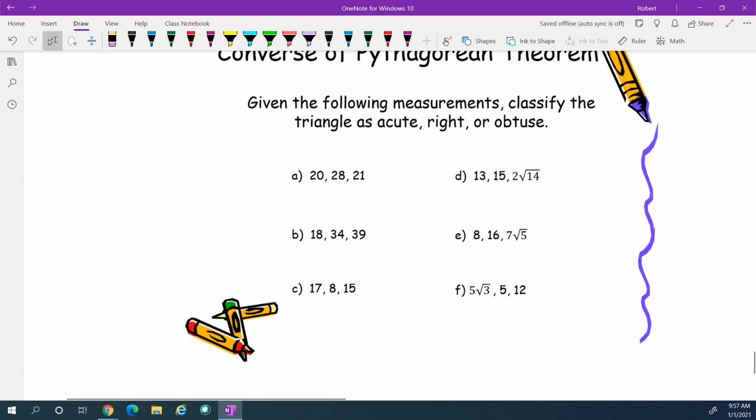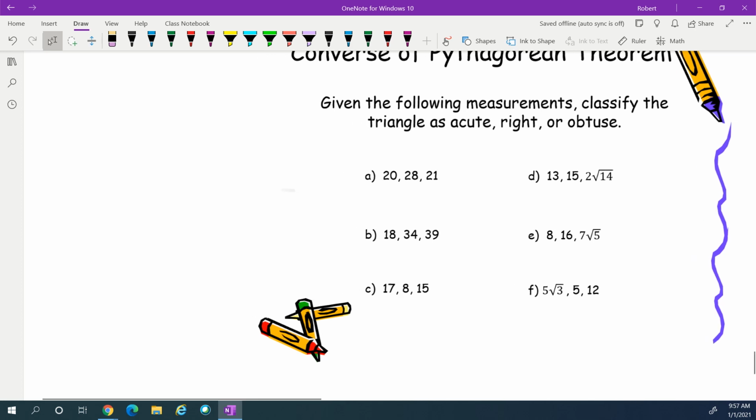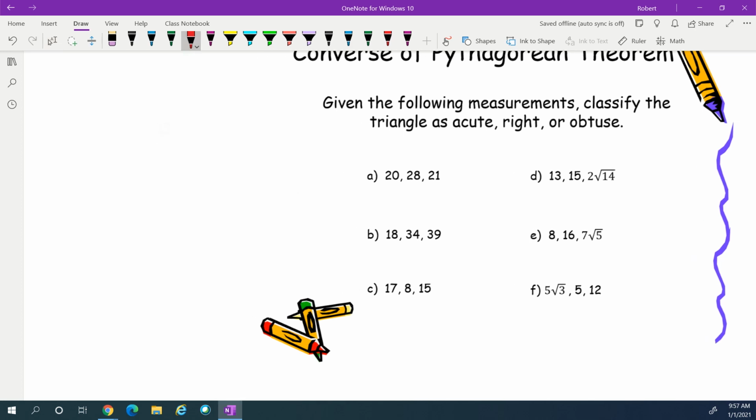So let's, again, do an example. Let's choose letter A. So I'm going to do A over here. The biggest number is 28. So I have to get that in the right spot. So 20 squared plus 21 squared equals 28 squared. And again, this is a test, so question mark, testing it.